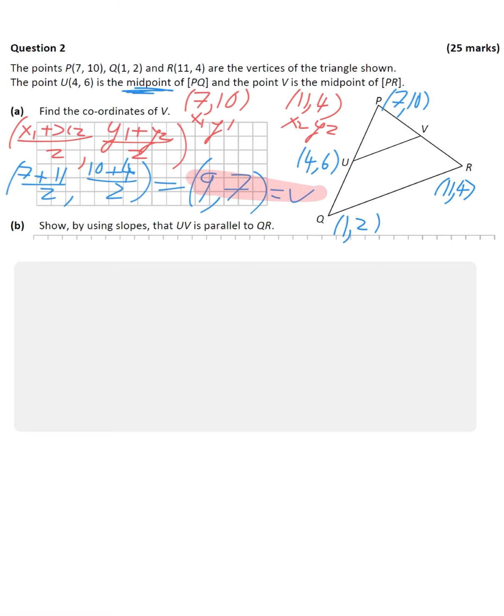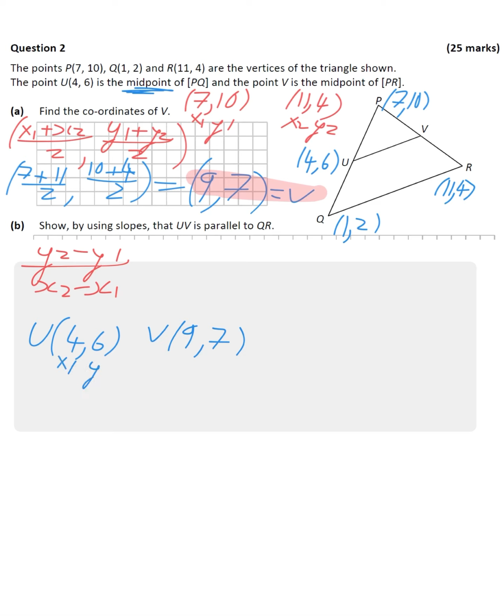Okay, then part B, show by using slopes that UV is parallel to QR. Okay, so slope formula here, so (y2 minus y1) over (x2 minus x1). So then U is (6, 4). Then we just found what V is, so that's (9, 7). Let's label x1, y1, x2, y2, and sub into the formula now. So I'll have y2, which is 7, minus y1, which is 6. Then x2 is 9, minus x1, which is 4.